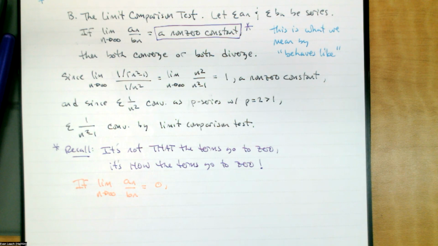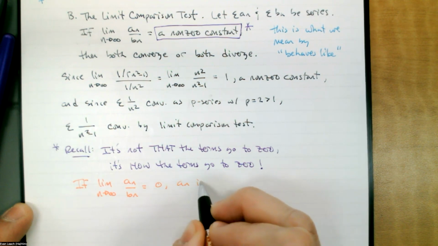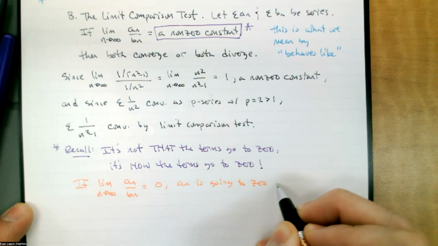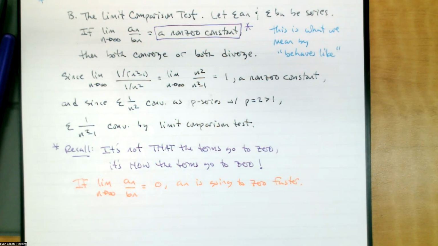If this limit as n goes to infinity of a_n over b_n is equal to 0, that means there's not balance between the two. They're not going to 0 together. a_n is getting to 0 kind of faster, because we're looking at 0 divided by something that's not even close to 0.